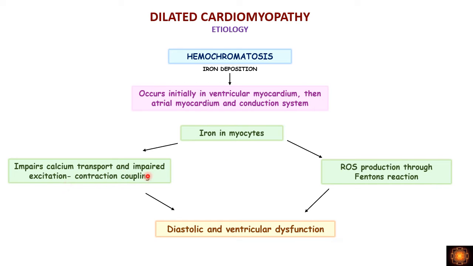impairs excitation-contraction coupling. Not only that, if you remember cell injury, if iron is freely available, the iron molecules are used up in the Fenton reaction, because of which there will be increased production of reactive oxygen species. These reactive oxygen species again will cause damage to the cardiomyocytes. Because of this, there will be diastolic and ventricular dysfunction in hemochromatosis.